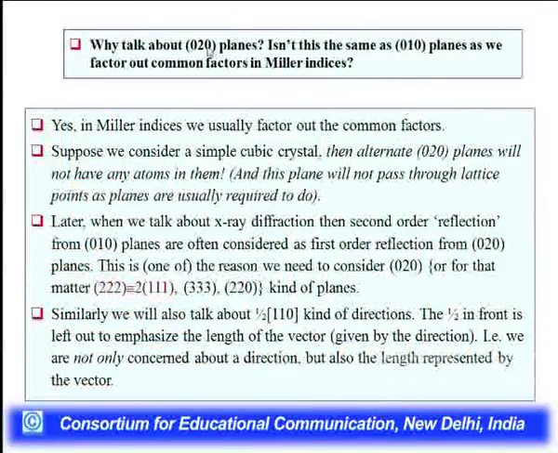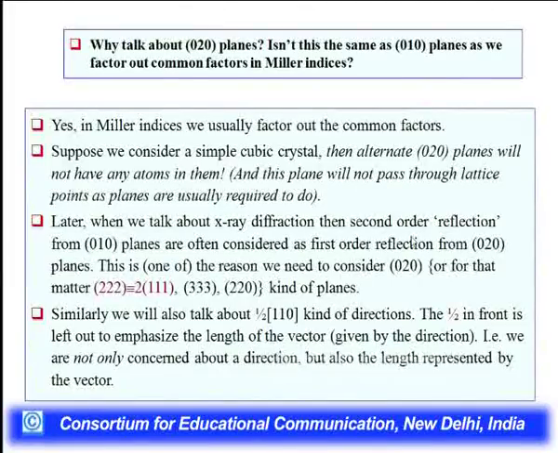Now, why talk about the 0, 2, 0 planes? As we already discussed, isn't this the same as the 0, 1, 0 planes, as we factor out common factors in the Miller indices? Yes, totally yes. In the Miller indices we usually factor out the common factors. Suppose we consider a simple cubic system and we have the alternate 0, 2, 0 planes which do not have any atoms in them. Then the planes will not pass through the lattice points, as the planes are usually required to do that. Sometimes it is added separately.